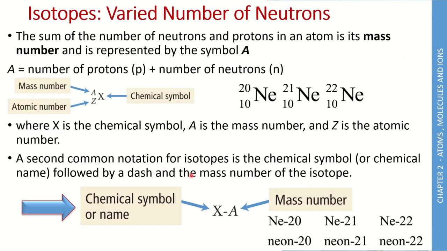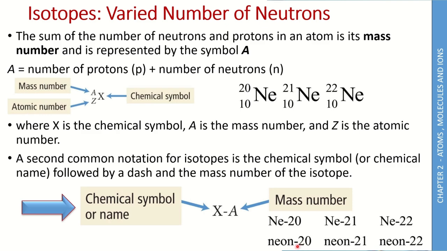So the way to represent that, first before we talk about this, is we represent the symbol like this. So we have the chemical symbol of the element. The mass number goes on the upper left side, and down here on the left side is the atomic number. To represent an isotope, we normally use the chemical symbol or the name of the element, dash, and the mass number of the isotope, like neon 20.